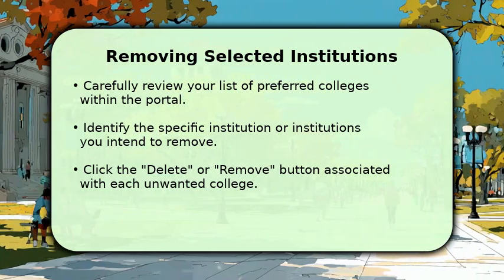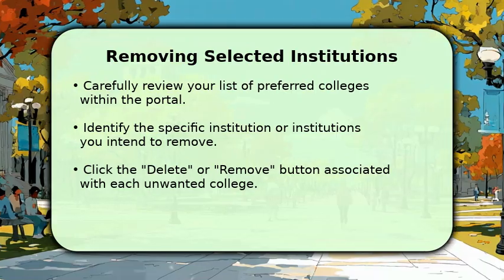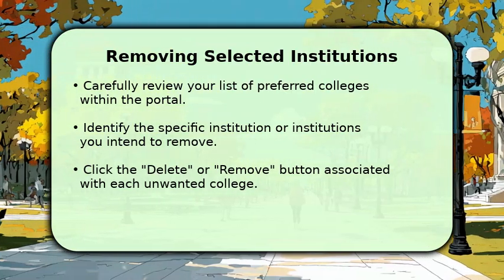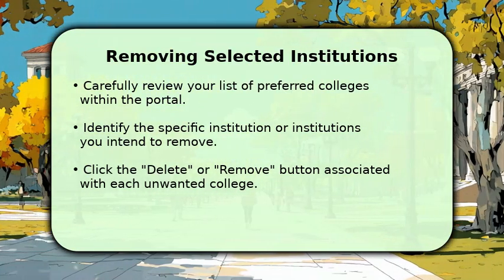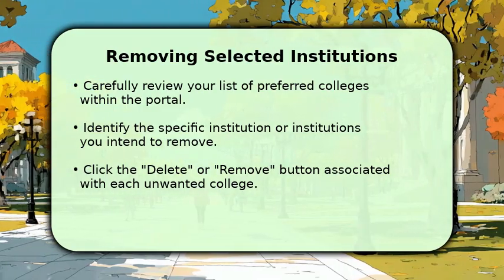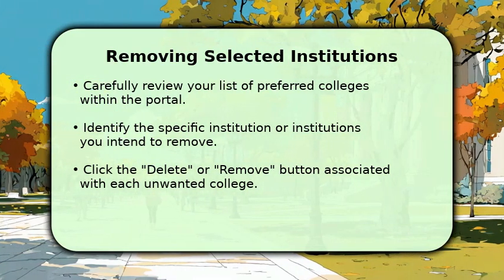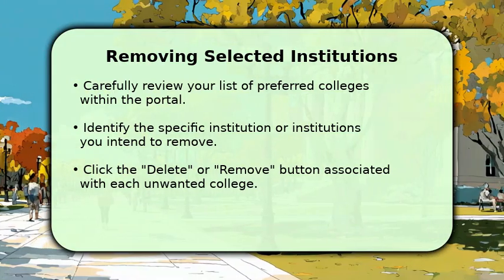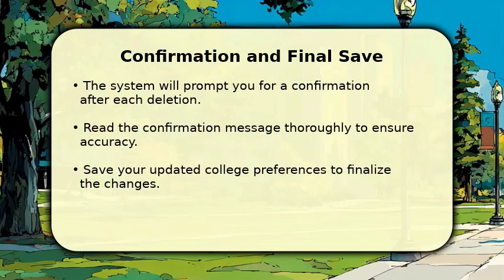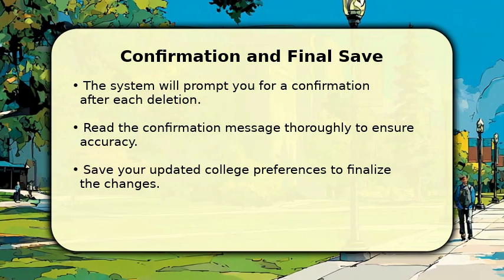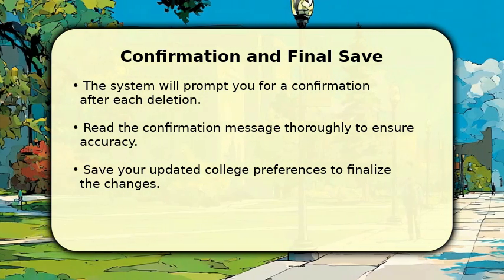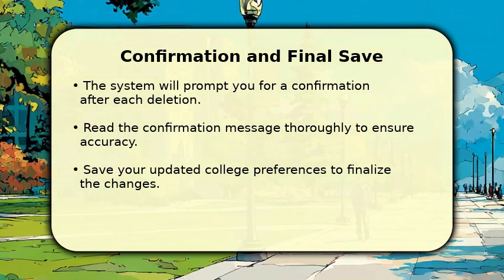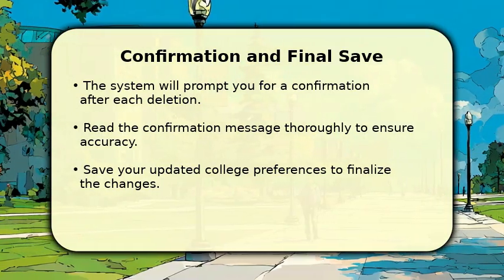Look for a clearly labeled Delete or Remove button, often shown as a small X icon, located right next to each college name. Clicking this option will begin the removal process for that particular choice, so be very sure of your selections. After deleting a college, the system will usually display a confirmation prompt. Carefully read this message to confirm you are removing the correct institution.